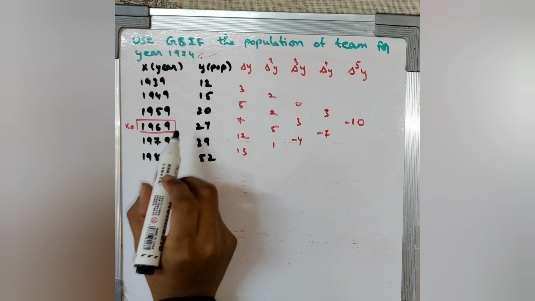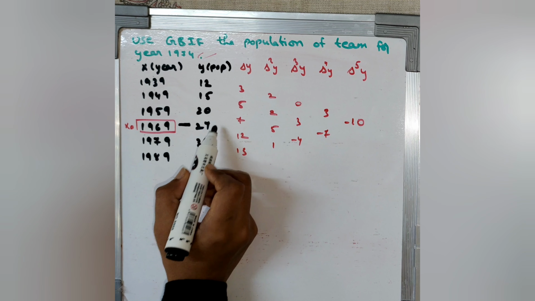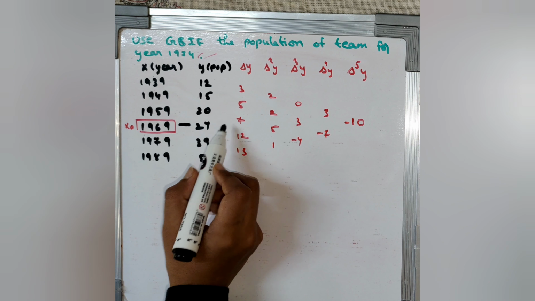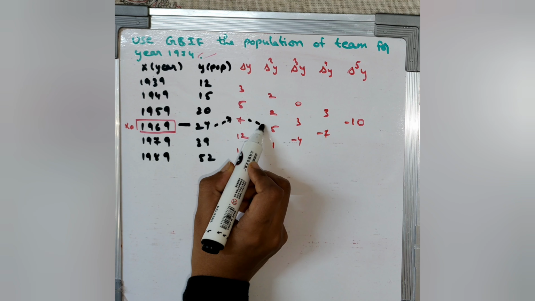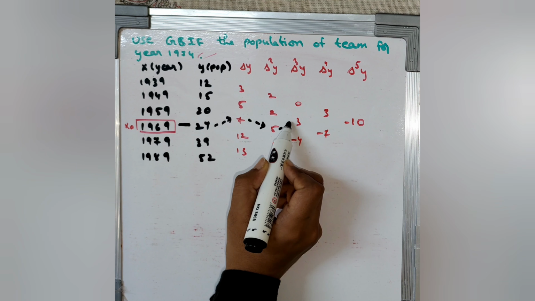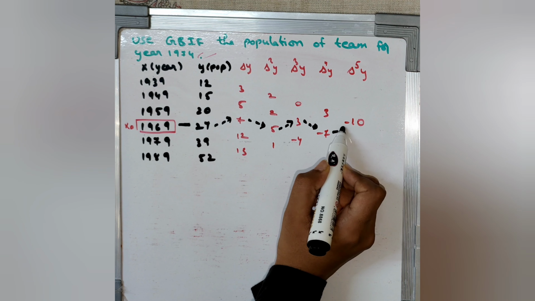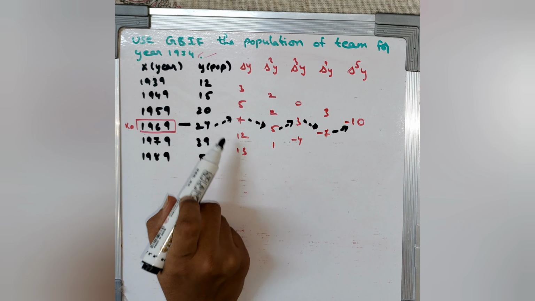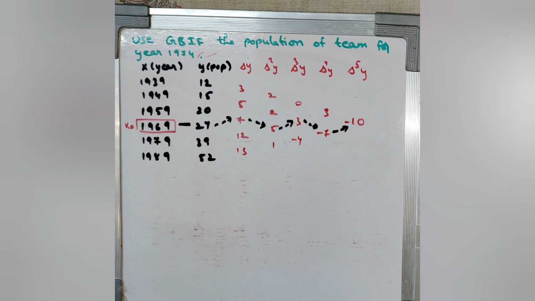Now identify the Gauss backward interpolation values from the origin. You have to go in this way. Let's use the dotted values from here, zigzagging up and down, so that it will be easy for you. So what are the values you will be using in the formula? 27, 7, 5, 3, minus 7 and minus 10.